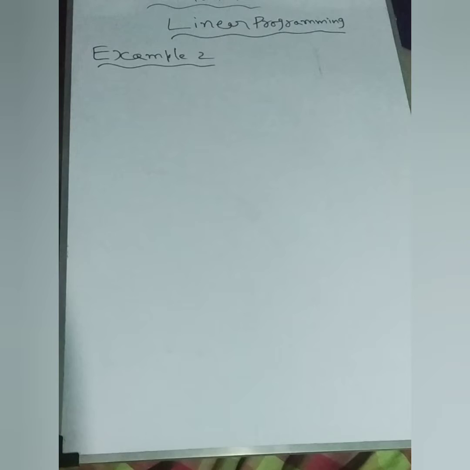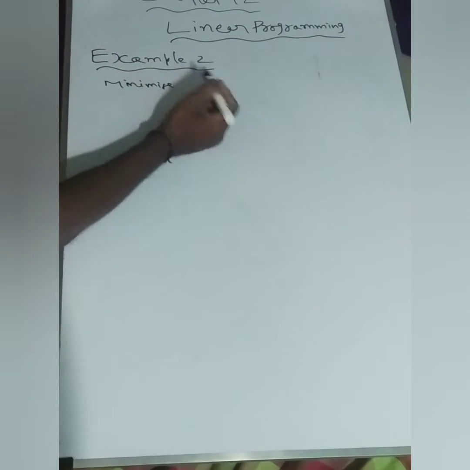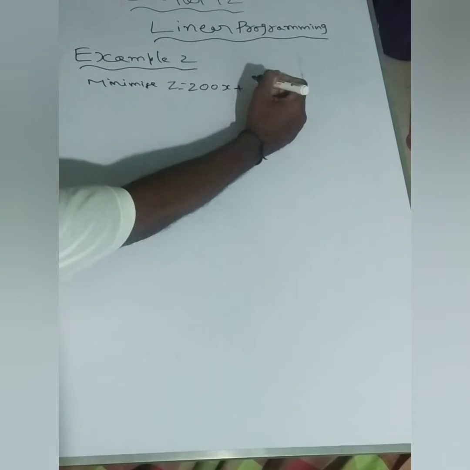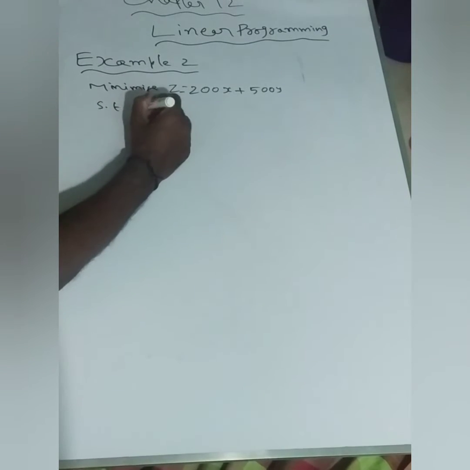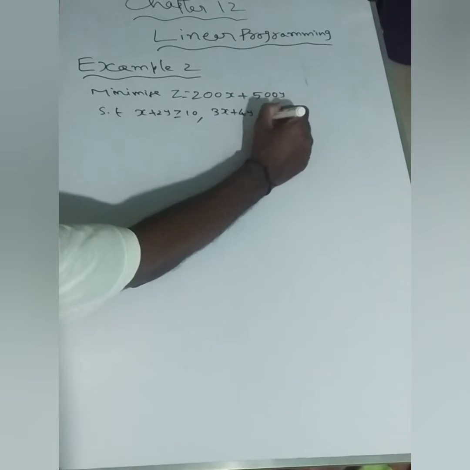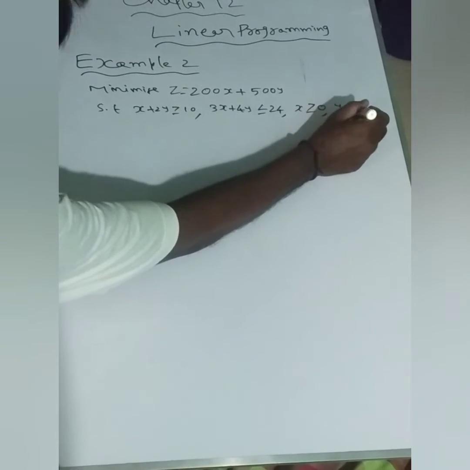We are given the question: solve the following linear programming problem graphically. Minimize z = 200x + 500y, subject to the constraints x + 2y ≥ 10, 3x + 4y ≤ 24, x ≥ 0, y ≥ 0.